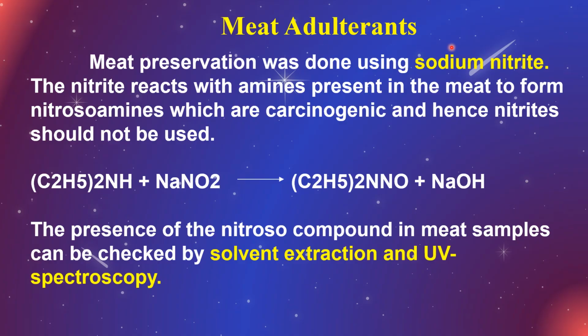Next, we will see the adulterants that are present in meat. The common adulterant will be sodium nitrite. It is also used as a preservative. In order to preserve meat for a longer duration, or processed meat, like sometimes the patty used in hamburger, they can use this sodium nitrite to preserve the meat, and not only that, it retains the pink color of the meat.